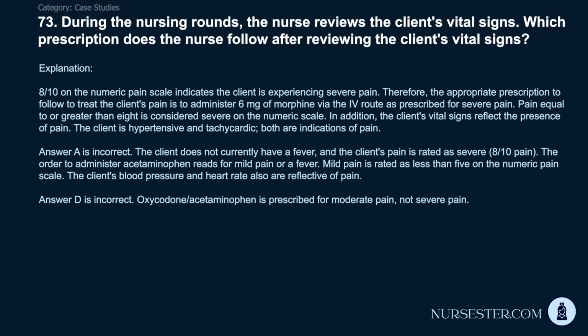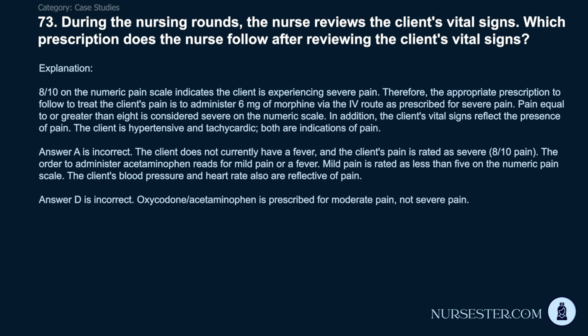8 out of 10 on the numeric pain scale indicates the client is experiencing severe pain. Therefore, the appropriate prescription to follow to treat the client's pain is to administer 6 mg of morphine via the IV route as prescribed for severe pain. Pain equal to or greater than 8 is considered severe on the numeric scale. In addition, the client's vital signs reflect the presence of pain. The client is hypertensive and tachycardic. Both are indications of pain.